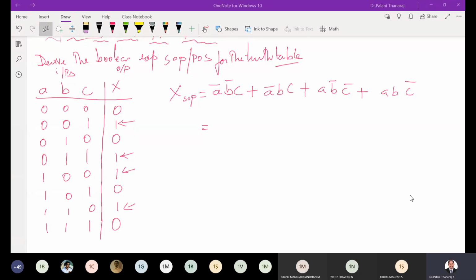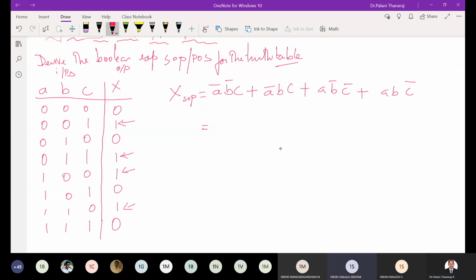How about Lingala Sirisha? Lingala Sirisha is here. Yes, sir. Okay, ma. Just tell me how I can write in that minterm form.